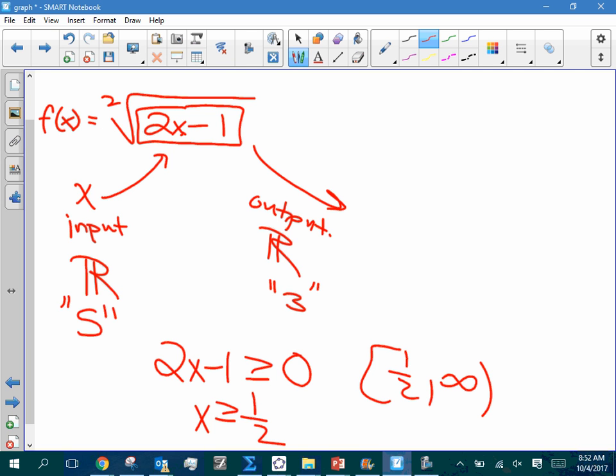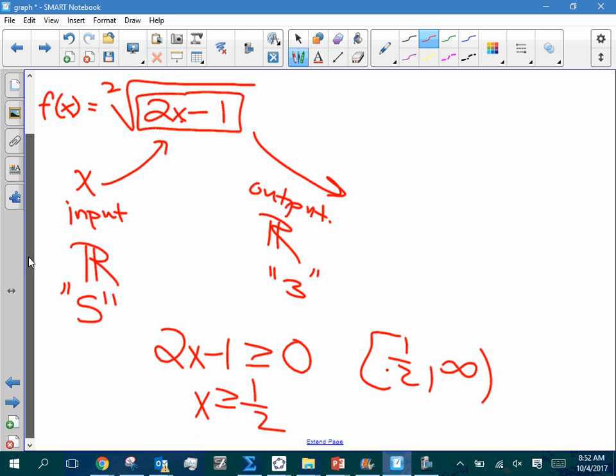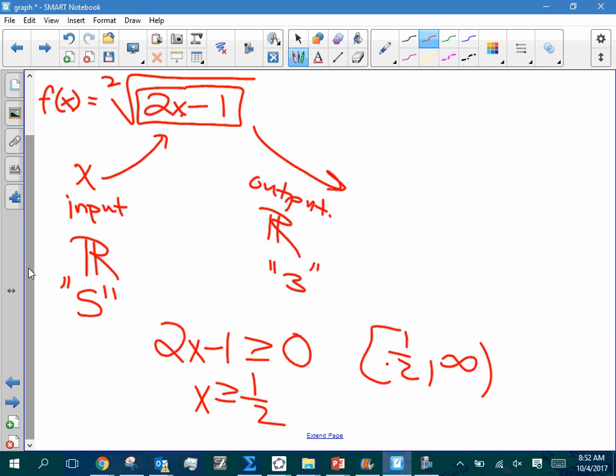Choose a number that's not in this interval of 1/2 to infinity. Let's try negative 4. If I plug in negative 4, that's a real number, right? What's negative 4 times 2? Negative 8 minus 1, negative 9. What's the square root of negative 9? 3i. 3i is not part of the real number line. So this number needs to be excluded from my domain because it provided a non-real output. So you'll always set it to greater than or equal to?